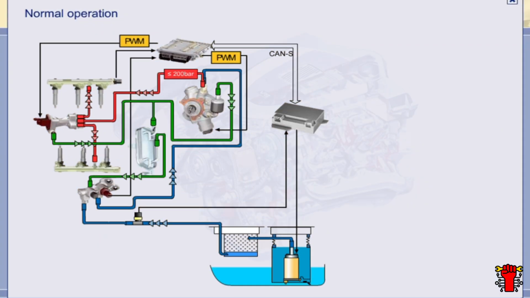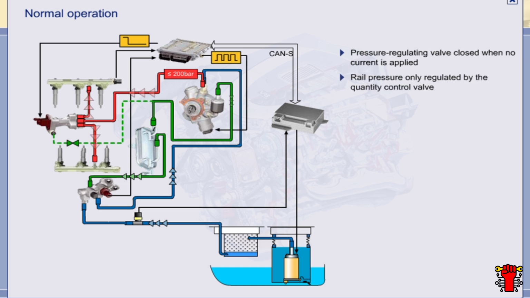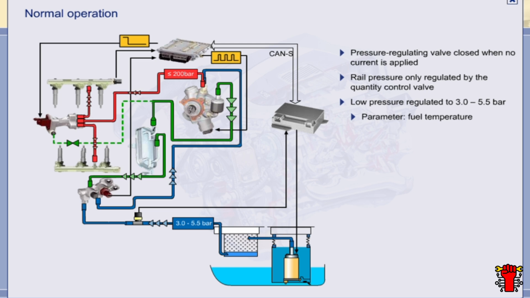Normal operation refers to fault-free driving mode and applies to all load ranges. In normal operating mode, the pressure-regulating valve is de-energized and therefore closed. In normal operating mode, rail pressure is regulated exclusively by means of the quantity control valve. The low fuel pressure is regulated to between 3 and 5.5 bar in normal mode. The control parameter for low pressure is the fuel temperature. The aim is to prevent bubble formation.